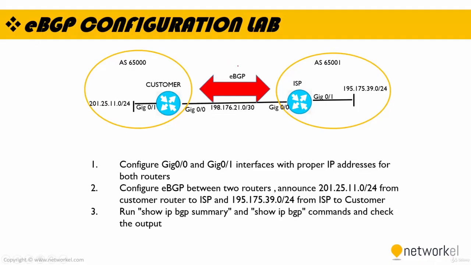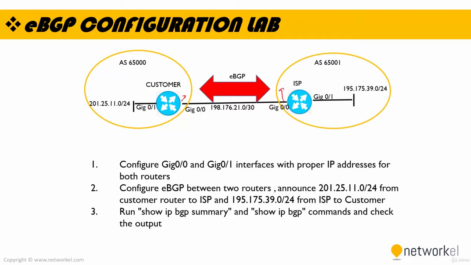Alright guys, that's lab time. In this section we'll take a look at the eBGP configuration lab. We have 3 steps to accomplish our goal. In the first step, we need to configure the gig 0/0 and gig 0/1 interfaces with proper IP addresses. We need to configure here and here with proper IP addresses.